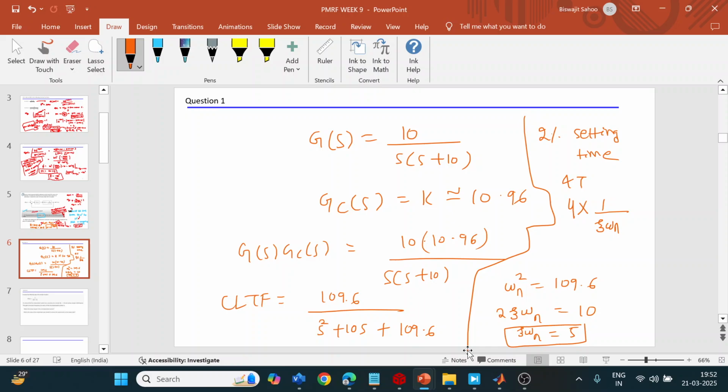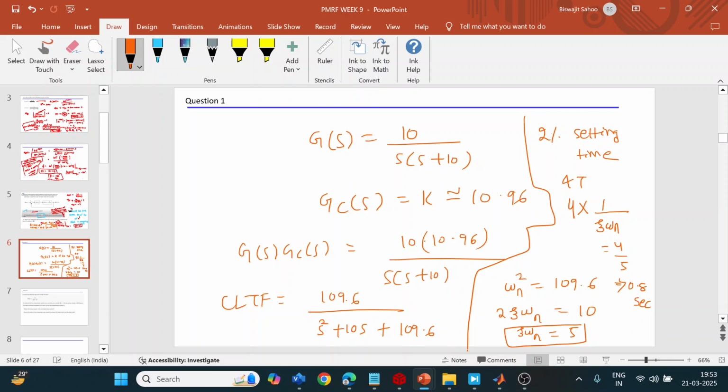So now you calculate that, and for zeta omega n put 5. So this will be how much? 4 divided by 5. So 4 divided by 5 is how much? 0.8. Okay, 0.8 second. So you got the settling time as 0.8 second.